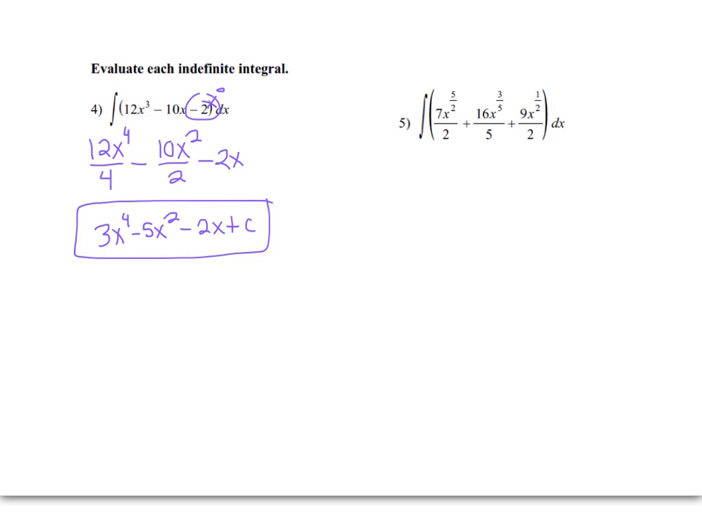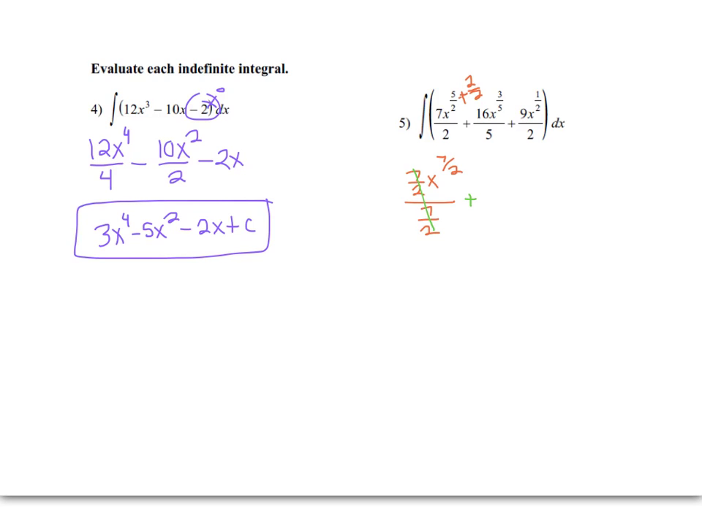On 5, this looks tricky, but if you can remember that this 7 over 2 thing that's happening is like 7 halves x. And so what we need to do is add 1 to our power. So to add 1 to 5 halves, I need a common denominator. So I'm going to add 2 over 2, and I get 7 halves. So that's my new exponent. And then I'm going to divide by 7 halves. Well, 7 halves divided by 7 halves is just going to cancel out.